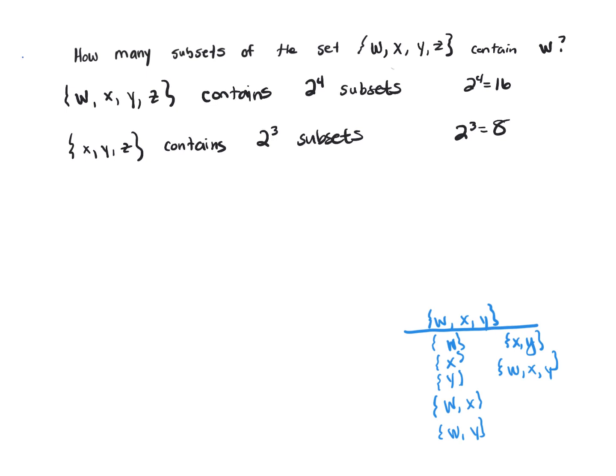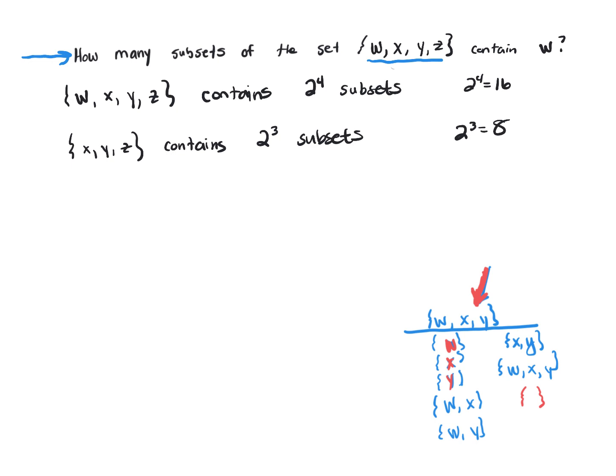All right, we're trying to figure out how many subsets of the set WXYZ contain a W. The problem starts out by showing you what the subsets are of WXY, and I think you'll understand that. You've got W, X, Y as individual sets, and then WX, WY, and so forth. And you always have the set itself, which is WXY, and then you always have the empty set.